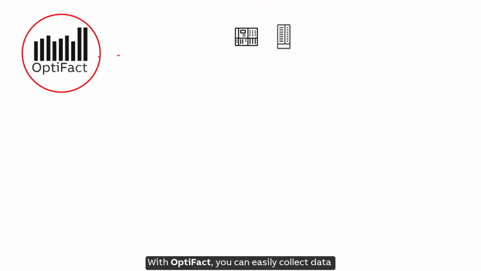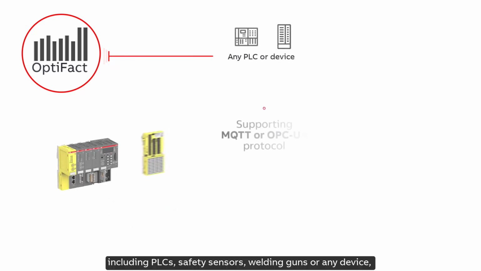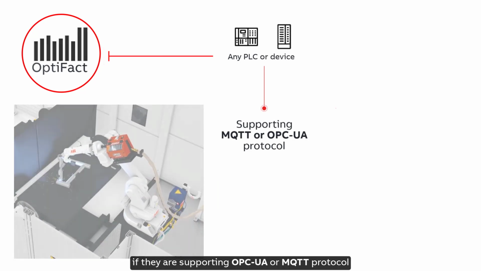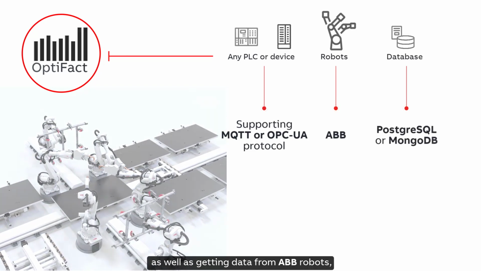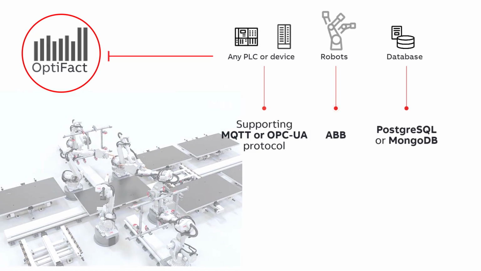With OptiFact, you can easily collect data from a wide range of industrial devices, including PLCs, safety sensors, welding guns, or any device, if they are supporting OPC UA or MQTT protocol, as well as getting data from ABB robots running ABB-specific protocols.